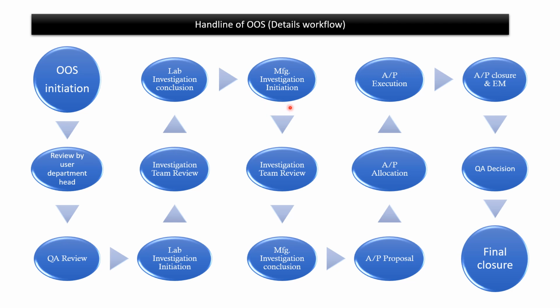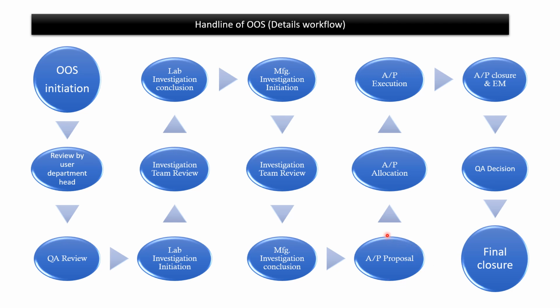In a similar way, the production section in charge or their designees shall proceed with the manufacturing investigation based on the lab investigation outcome and QA input, right? And further, the outcome of the manufacturing investigation shall be reviewed by the independent investigation team, who provide their input. Then, if any root cause is identified, the manufacturing investigation can be concluded, and further action can be taken based on it. So based on the overall investigation, the required action plans shall be proposed here.